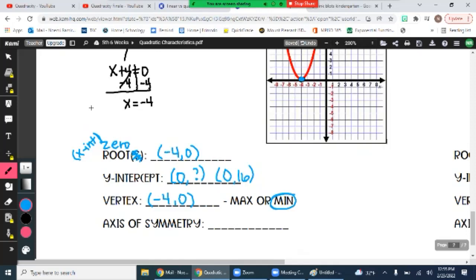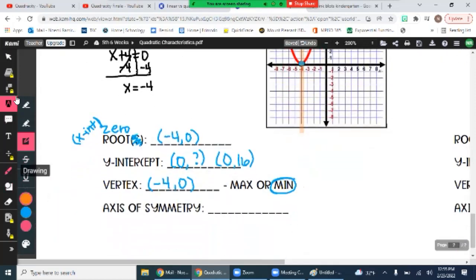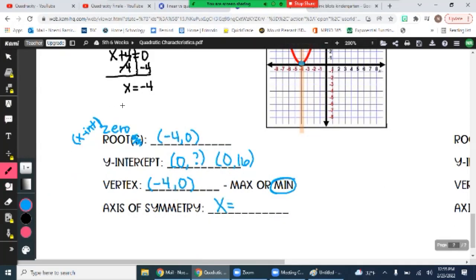Yes, it is okay that the root and the vertex are the same. Draw your line that splits it in half. Draw your axis of symmetry. And it crosses through where? It crosses through the vertex. So what do we get? X equals what? Negative 4. X equals the X value. The X value of the vertex should always match up with the axis of symmetry. Okay? Flip it over or turn the page.